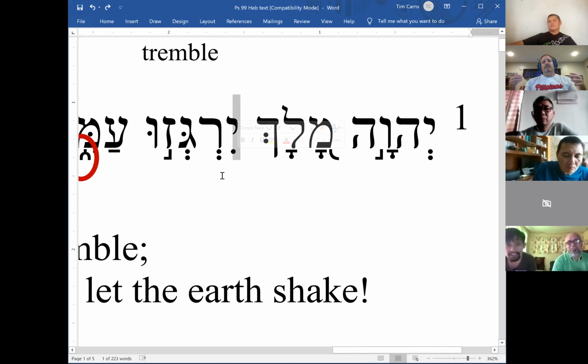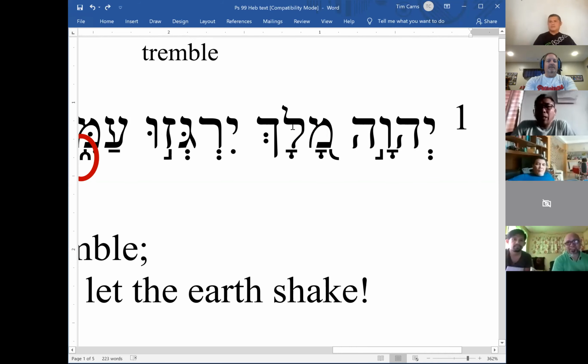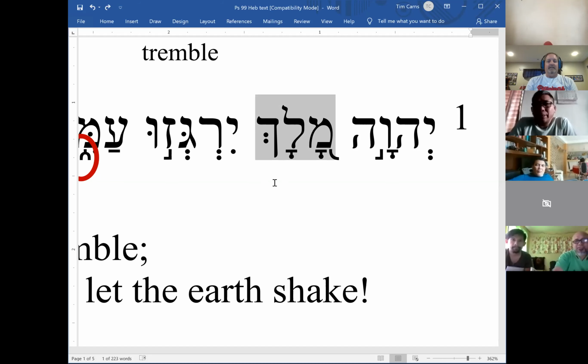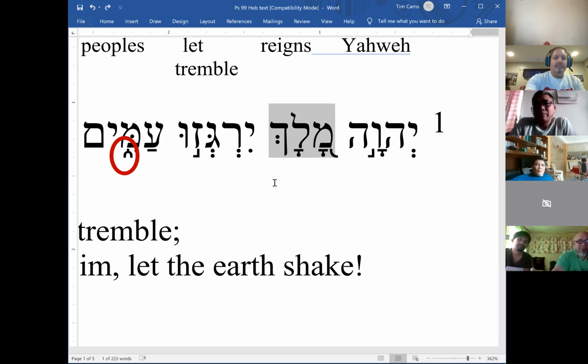There are simply vowels that the Masoretes, the copiers of the Hebrew Bible, put in so that we would know how to pronounce this. So this vowel here that looks like a T has an ah sound. So this word is actually pronounced malak. This is a mem, M sound, L sound, and a K sound. So this word is malak. The noun form of that word is melech, which means king in Hebrew. Malak is the verb form, which means to rule, to reign. And so that verb means he reigns.